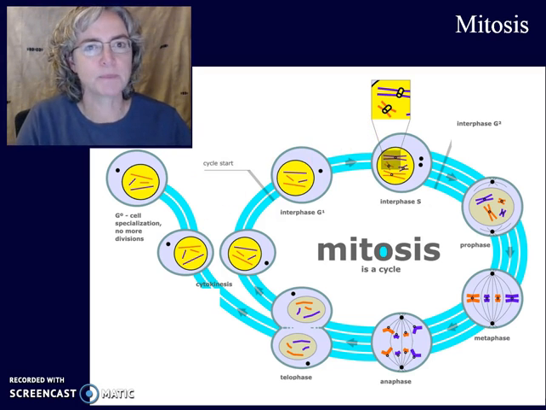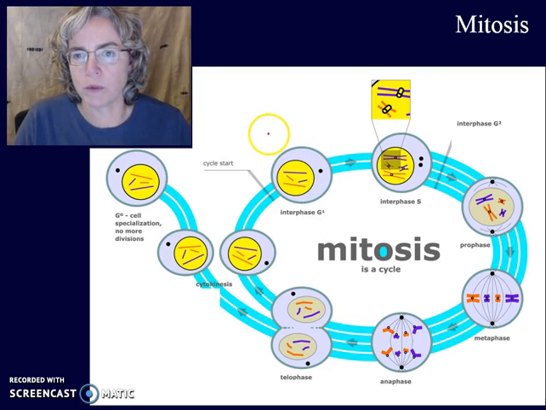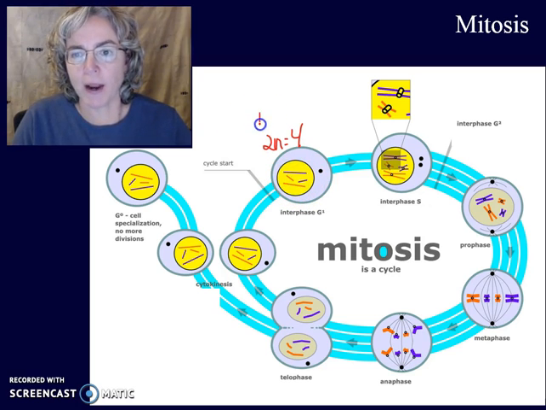Let me get my pen. Okay, so here is our cell, and it's in G1. So we have 4 chromosomes. So 2n equals 4. So it's 2 sets of 2. So here are the chromosomes from mom, here are the chromosomes from dad. And right, we call this diploid.